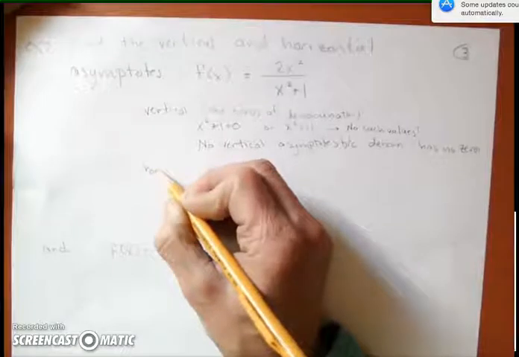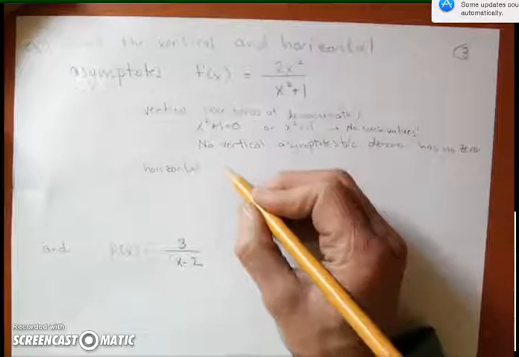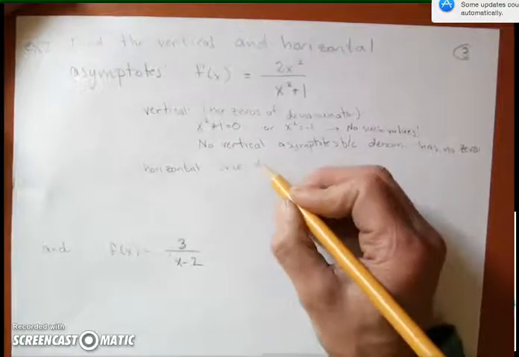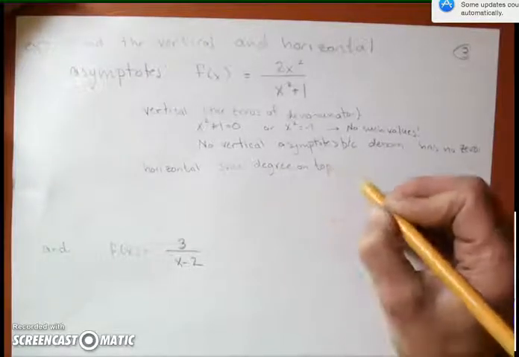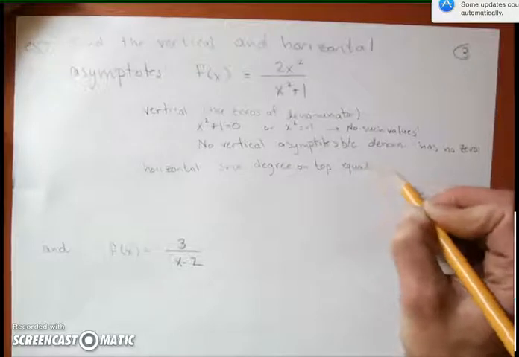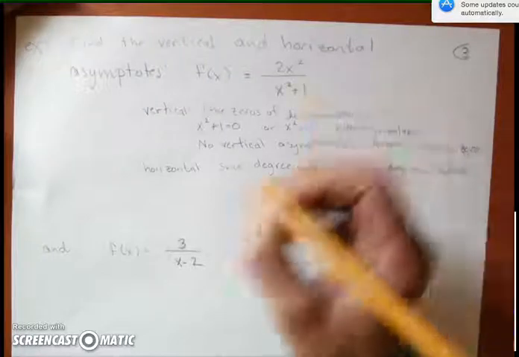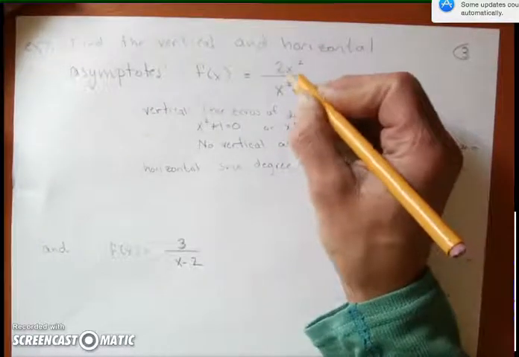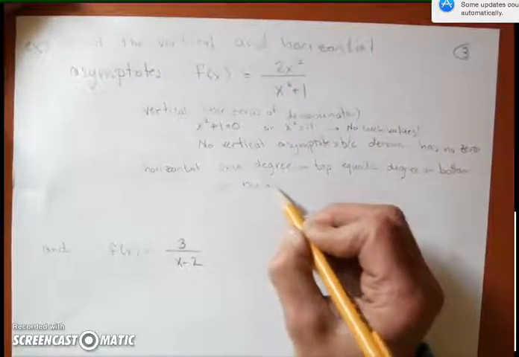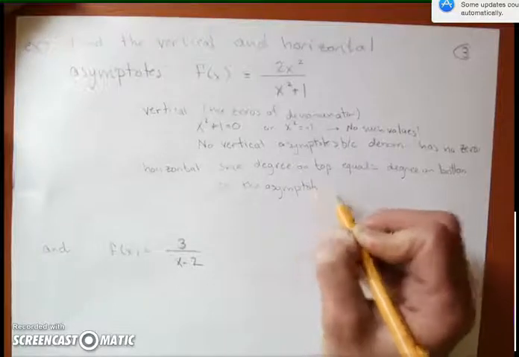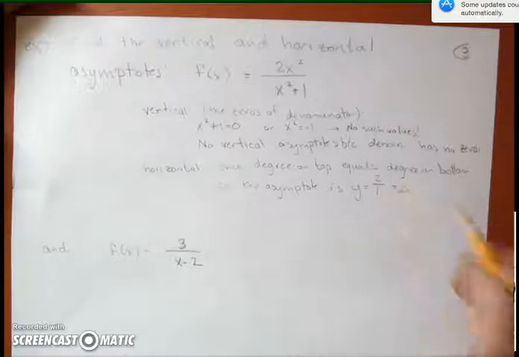Then the horizontal asymptotes are dictated by the degree. Since the degree on top is 2 and the degree on bottom is 2, we have that the degree on top equals the degree on bottom. In this case, we take the leading coefficient of the top and divide it by the leading coefficient on the bottom. So the asymptote is y equals 2 over 1, equal to 2.